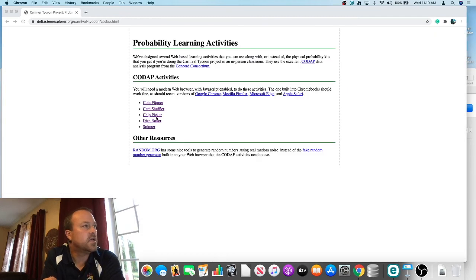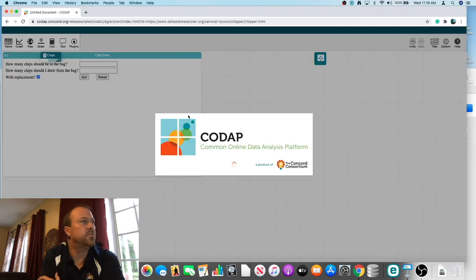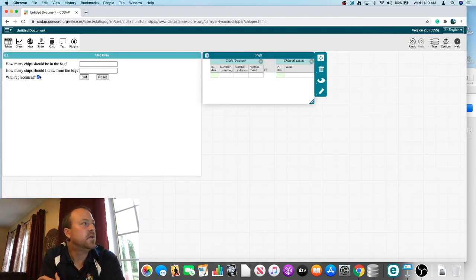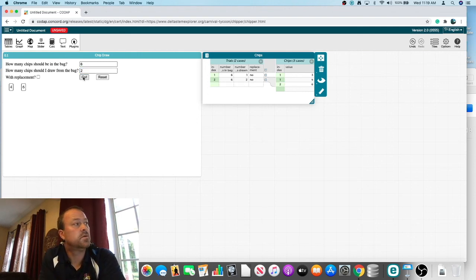And for the chip picker, this one is probably our simplest of all the apps that we have. We're going to want to, again, uncheck that box that says with replacement. How many chips are in the bag? Well, we know that we've been dealing with 6 chips. How many do we want to choose out? Well, you can choose 1 and go. And we got a 3. Or we could choose 2 and go. And we could get a 6.